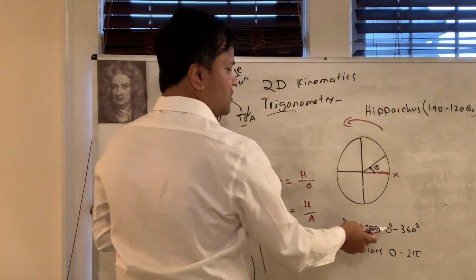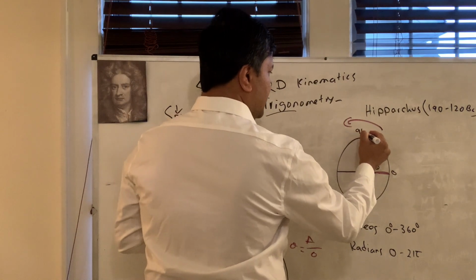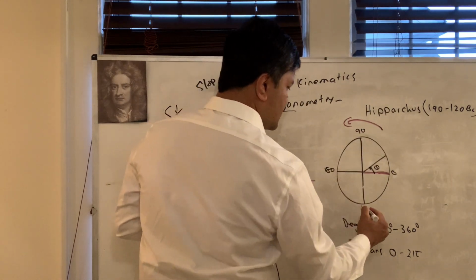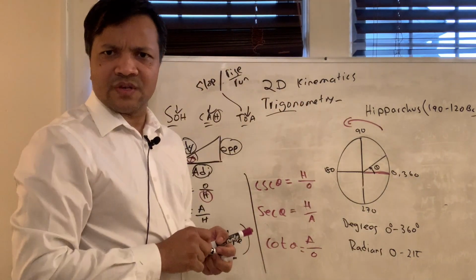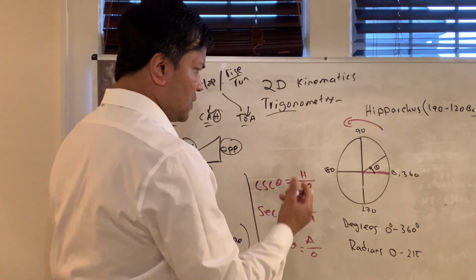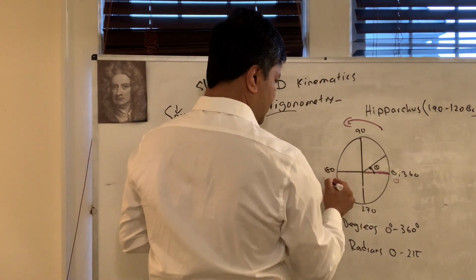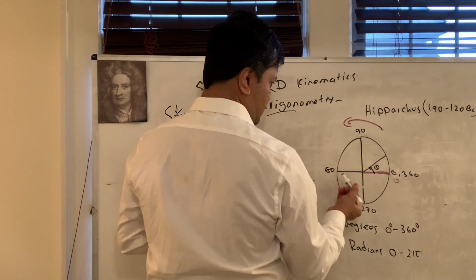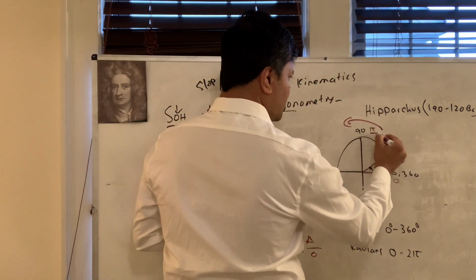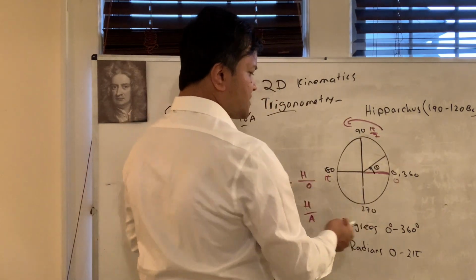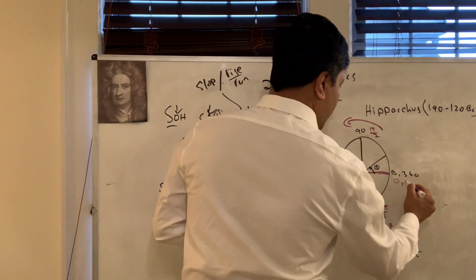So this is 0 degrees, this is 90 degrees, this is 180 degrees, this is 270 degrees, and back to 360 degrees. And sometimes you use radians instead of degrees. So this is 0, this is 180 degrees or pi, this is pi over 2 or 90 degrees, this is 3 pi over 2, and this is 2 pi.